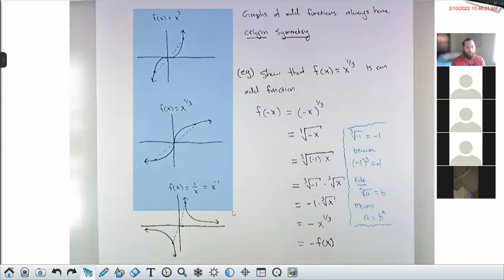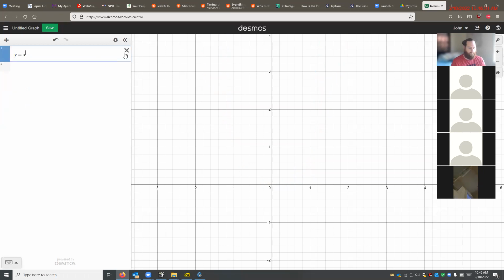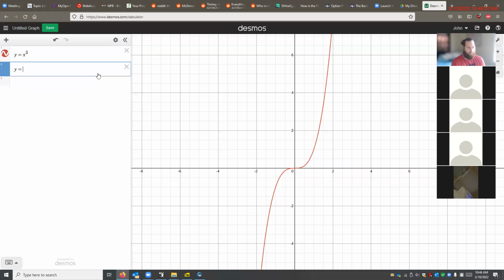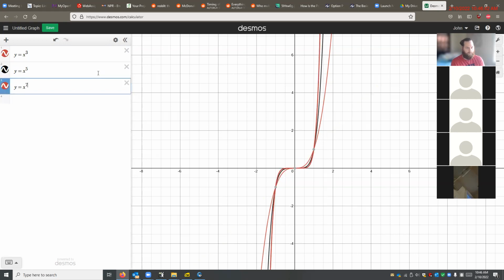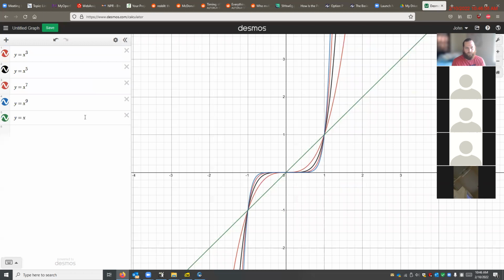The last thing I want to do is show you some more examples of these things in Desmos. We did that for even functions, so I feel like we should do it for odd functions. So x cubed, here he is. x to the 5th, x to the 7th, x to the 9. One that I haven't listed here is just y equals x. This is also an odd function. He has that origin symmetry as well. But he doesn't have that graph shape, so I'll exclude him from this.